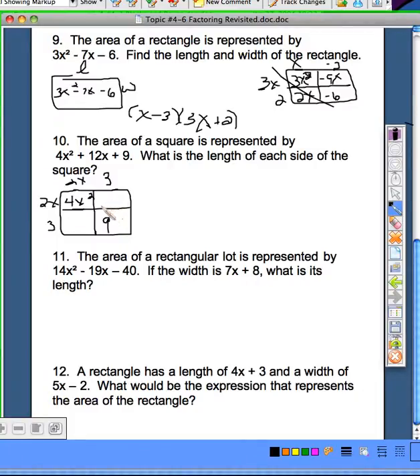Now, when we multiply these, we're going to notice that the way to get the middle term would be 6x plus 6x. So the length and width are 2x plus 3. Each of them have that measure. Okay.